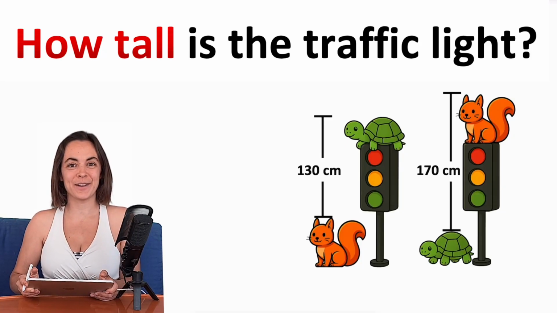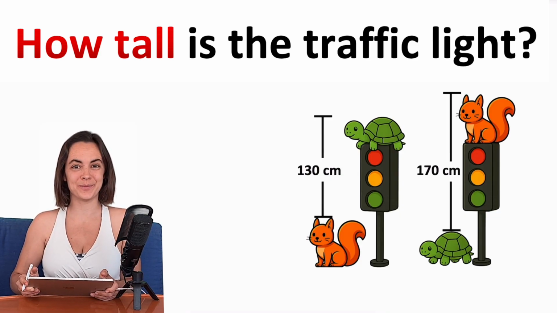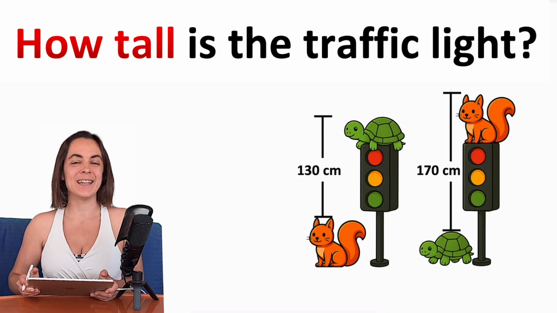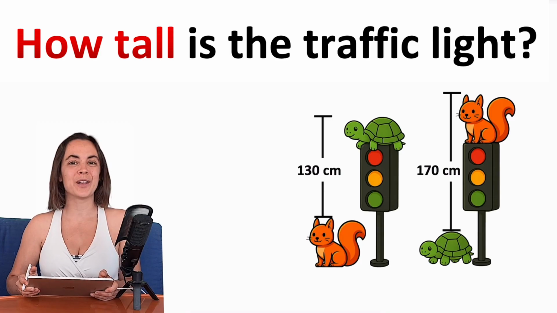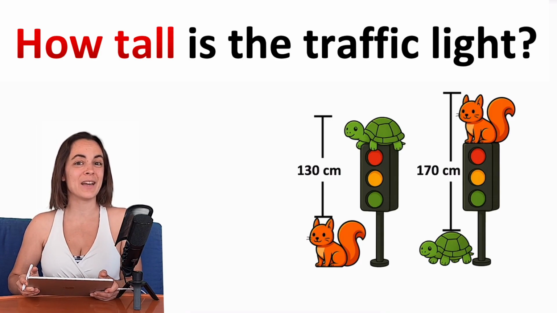Here I've brought you a very smart math problem that at first glance is very easy to understand, but not so easy to solve. The special thing about it is, you feel like you have too little information about the traffic light, the turtle and the squirrel to figure out the height of the traffic light. But with a few tricks and clever ideas, the whole thing is easily doable.